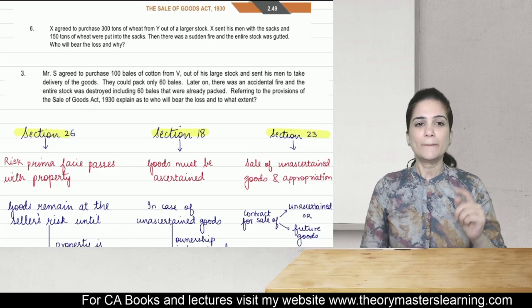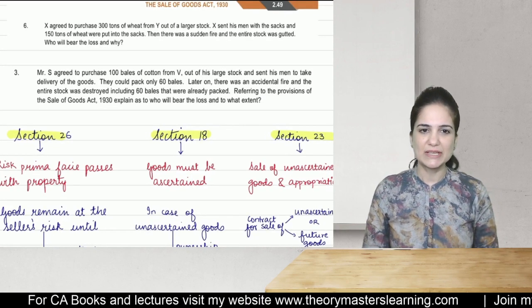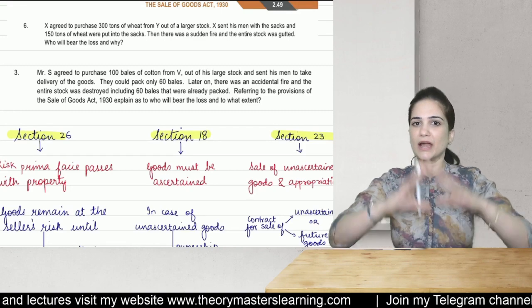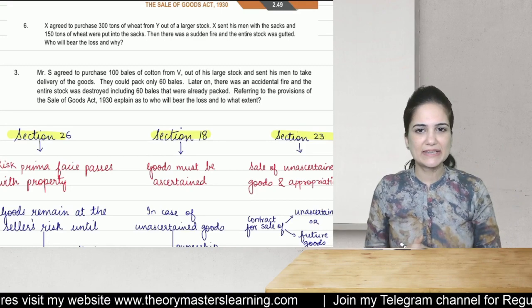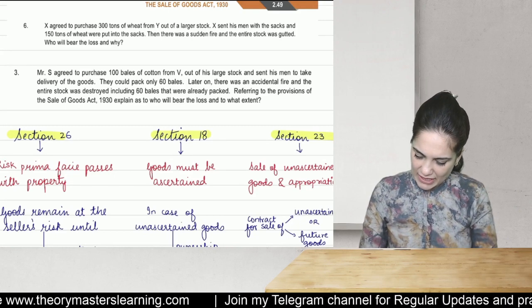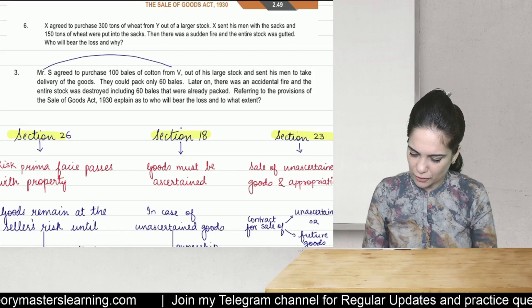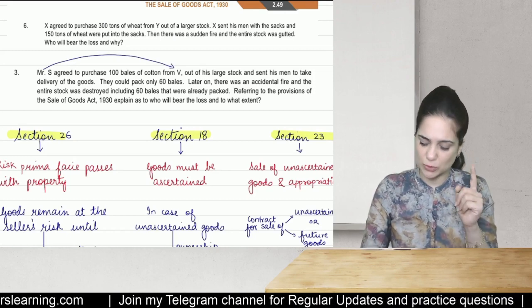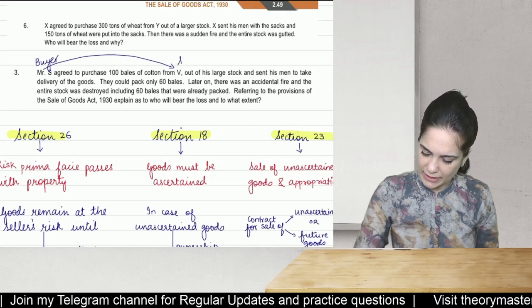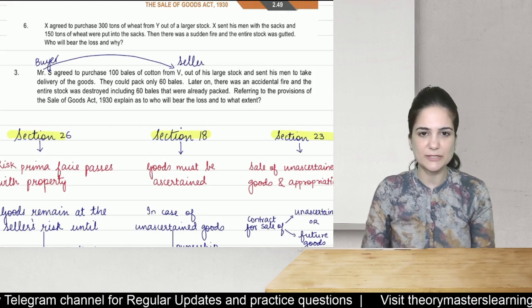Mr. X agreed to purchase 100 bales of cotton from V out of his large stock and sent his men to take the delivery of it. So Mr. X has agreed to purchase the cotton from V. So before you proceed, students, always highlight the buyer and the seller. Always identify the parties first.